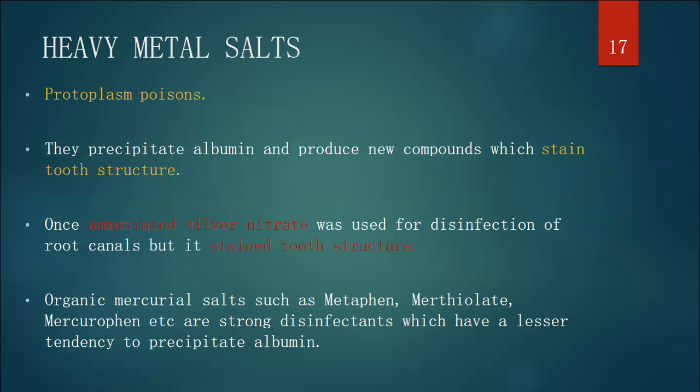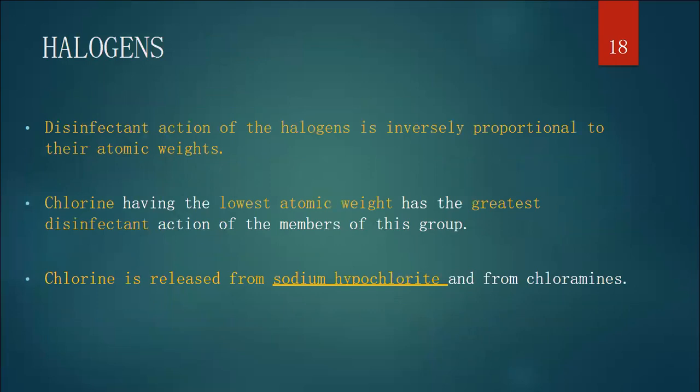Heavy metal salts are protoplasmic poisons. They precipitate albumin and produce new compounds which stain tooth structure. Once, ammoniated silver nitrate was used for disinfection of the root canals, but it stained the tooth structure. Organic mercurial salts such as metaphen, merthiolate, mercurochrome, etc., are strong disinfectants which have a lesser tendency to precipitate albumin.